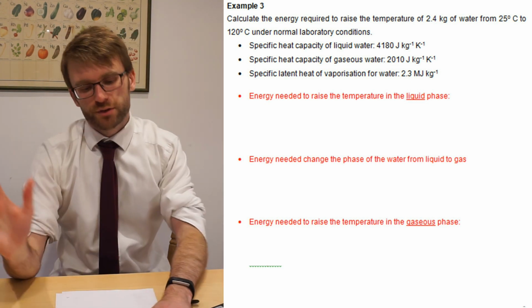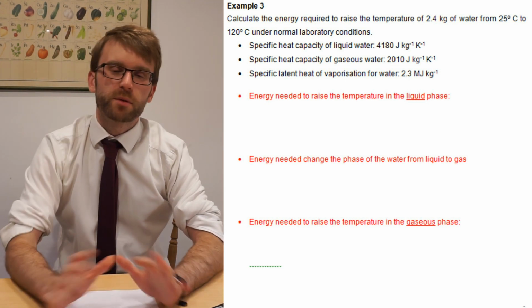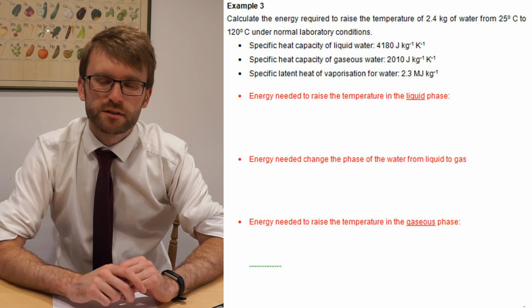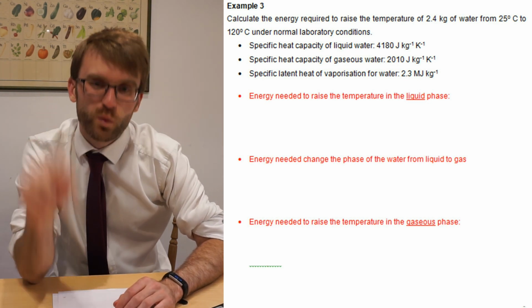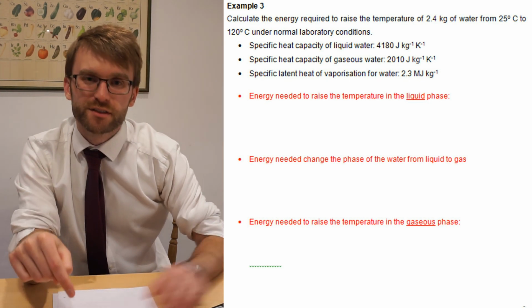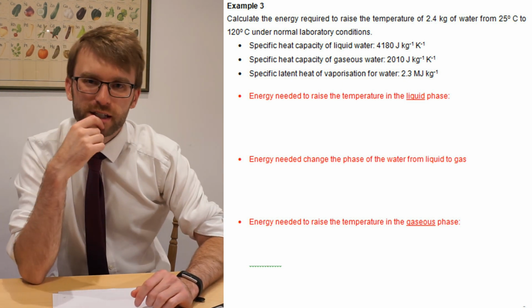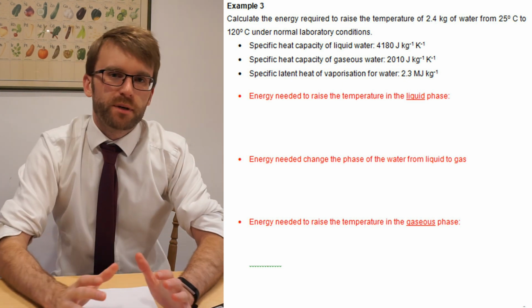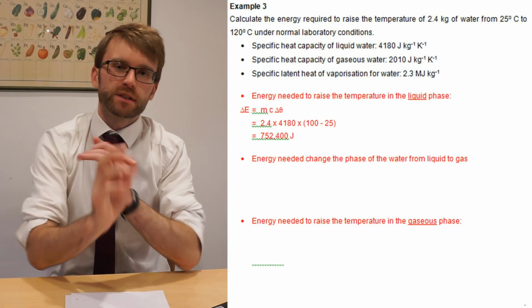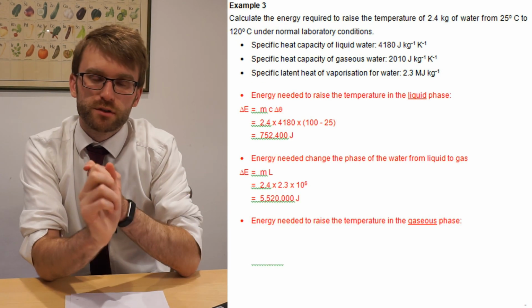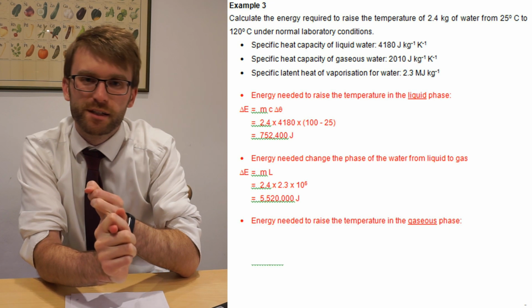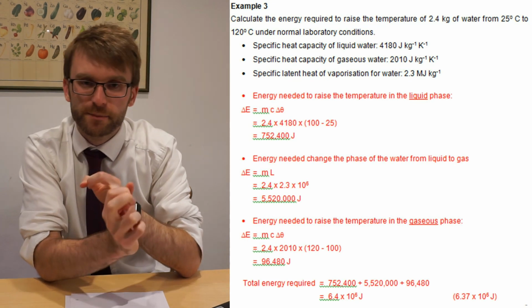Now I know if I took an untrained GCSE physicist, they would probably be able to do it, but it would be an absolute mess. You are one of my well-trained A-level physicists, and you know that I care how working is laid out. So think about what has to happen here. You've got to heat up the water, then that water's got to boil entirely into steam, and then you've got to heat up that steam.